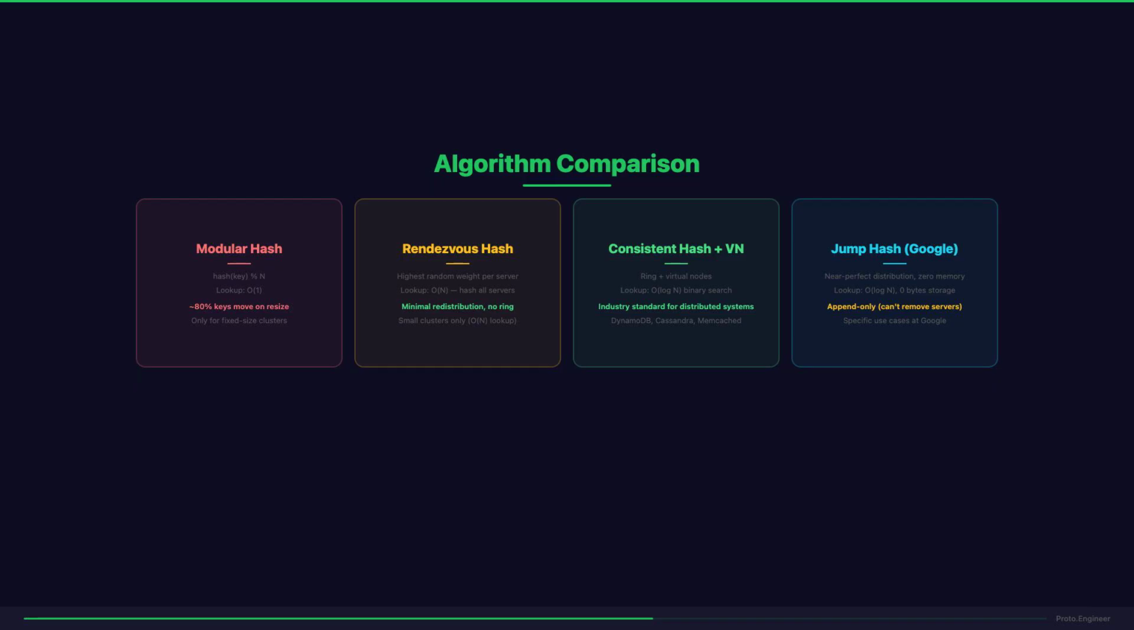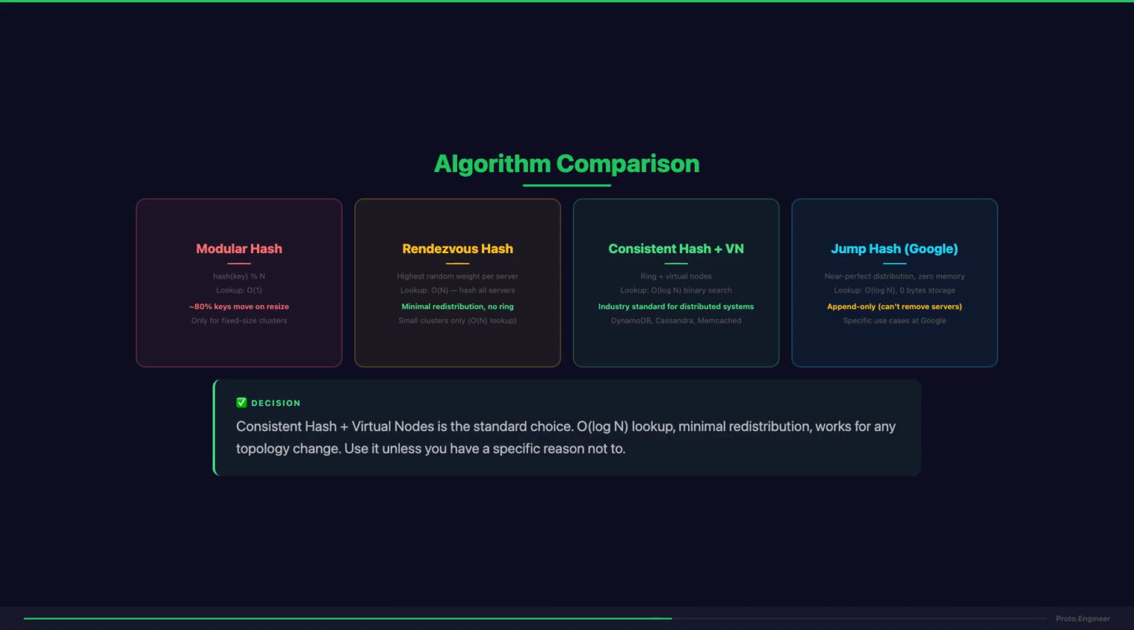Consistent hashing with virtual nodes. O(log n) lookup via binary search. Excellent distribution with enough virtual nodes. Minimal redistribution on topology changes. Scales to thousands of servers. The standard choice for large distributed systems.